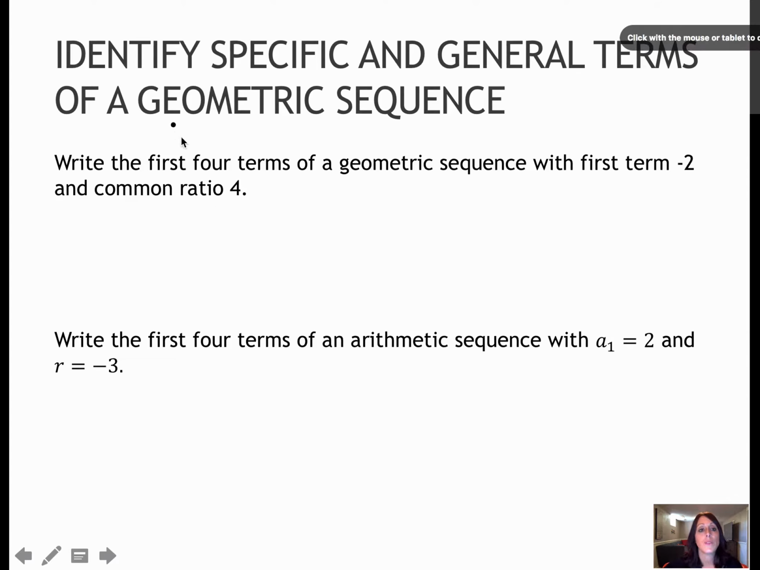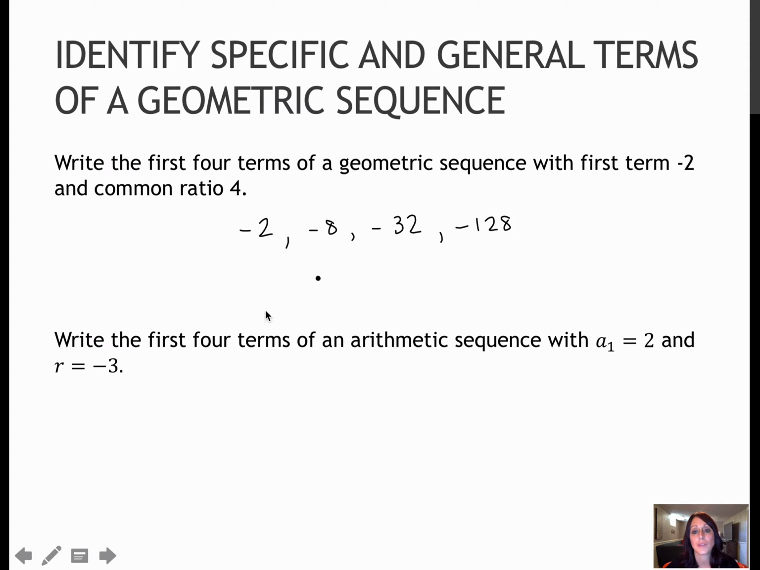So here, finding the first 4 terms of a geometric sequence. First term is -2, common ratio is 4, means I'm starting with -2, then I'm multiplying it by 4 to get -8. Then I'm multiplying that value by 4 to get -32. Then I'm multiplying that value by 4 to get -128.